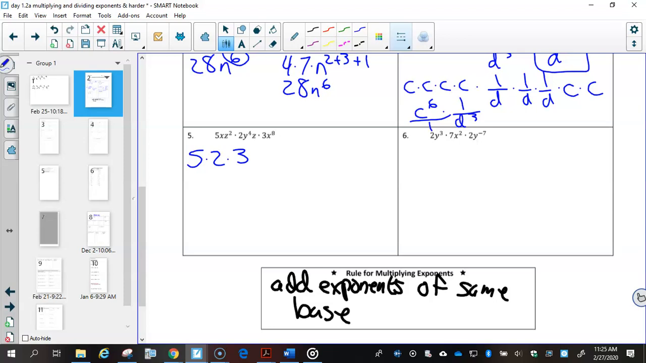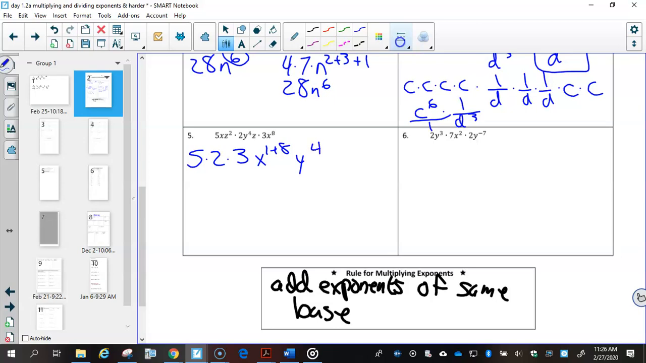Do you have x's, multiple x's? Yes. So if we can add exponents of the same base, what two exponents are we adding? No, I mean 8 and 1. 8 and 1, because this one has an exponent of 1, which would give us 9, yes. What about y? Do we have multiple y's?